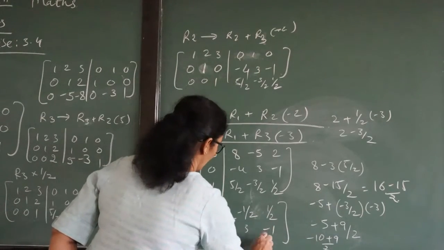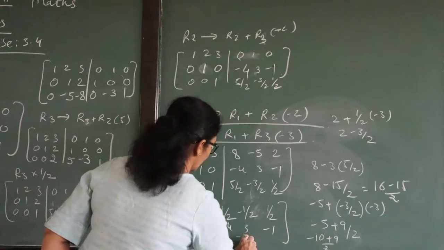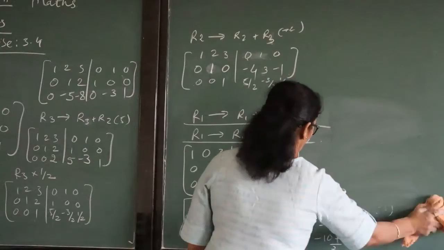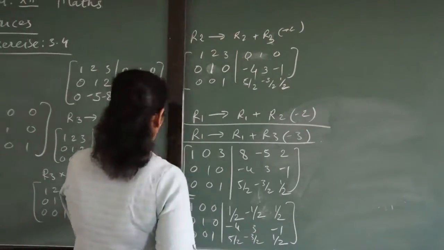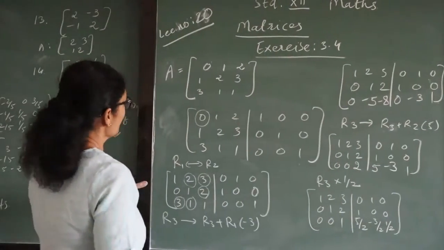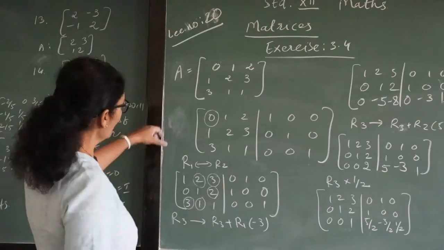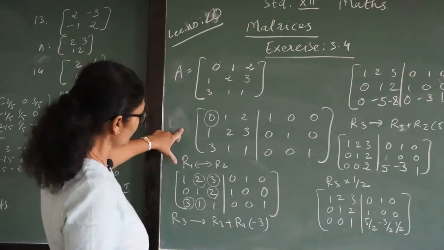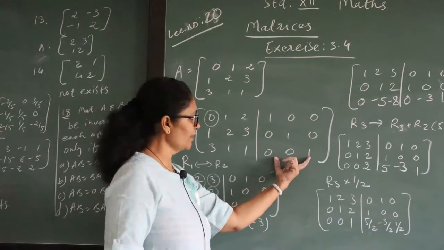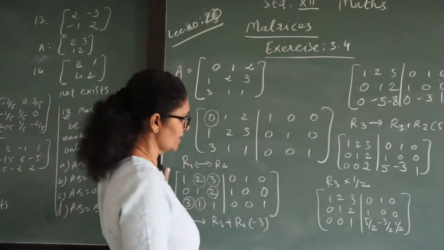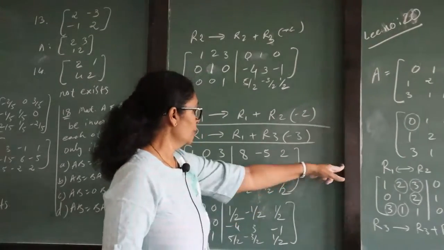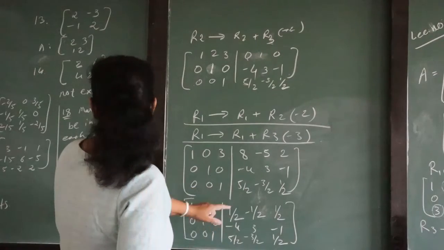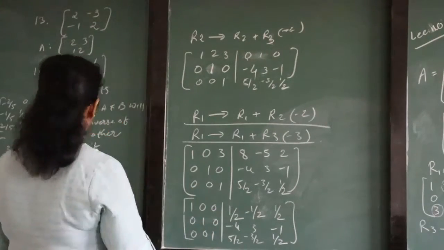Minus 4, 3 minus 1, and 5 by 2, minus 3 by 2, and half. This way we have reduced all the terms, and what do you get? This is our question. Now we have A as this one, and by row reduction we have taken the identity matrix here. We have reduced in such a way that you get the identity here, and what you get here will be your inverse.